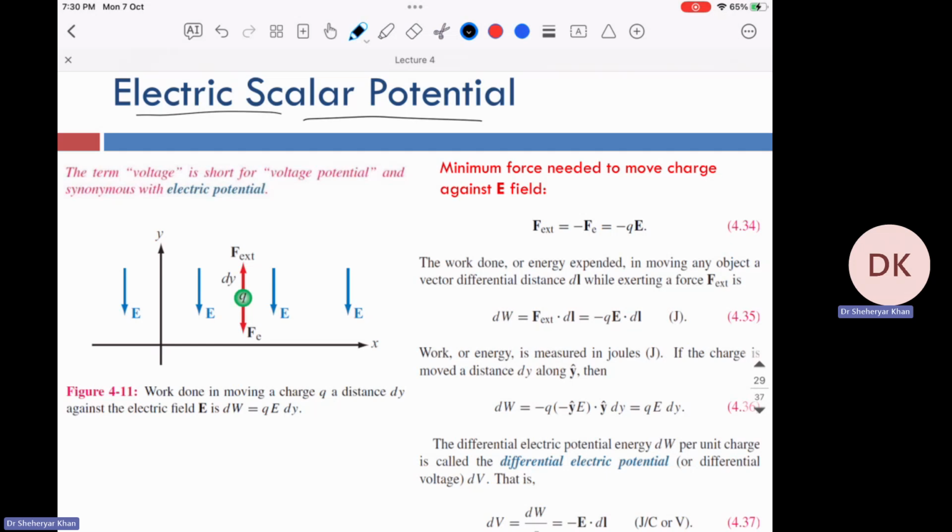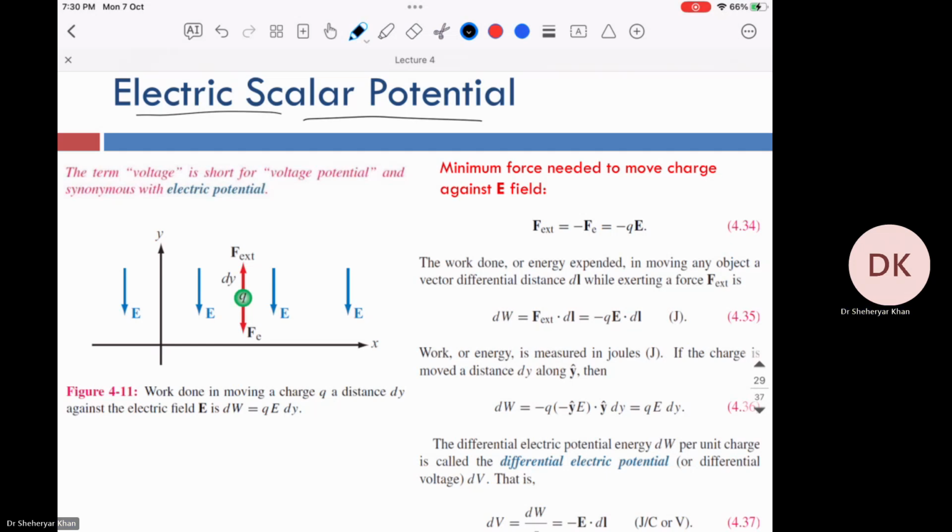How about the work done? Work done is equal to force times distance, right? So we have QE dl. Now, what is the direction of E? E is moving in the minus Y direction, and the dl is moving along the Y direction. So Y dot Y is 1, minus times minus is plus. So the work done is QE dY.